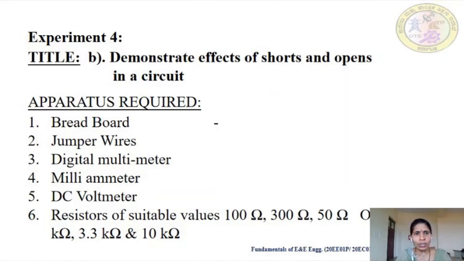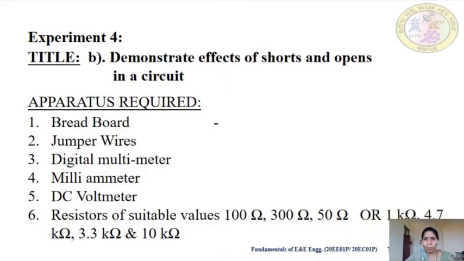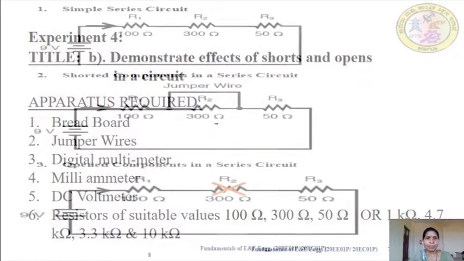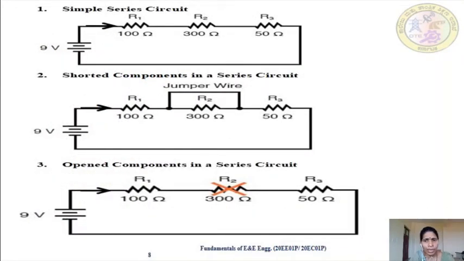in an electrical circuit. Apparatus required: breadboard, jumper wires, digital multimeter, milliammeter, DC voltmeter, resistors of suitable values: 100 ohm, 300 ohm, 50 ohm or 1 kilo ohm, 47 kilo ohm, 3.3 kilo ohm and 10 kilo ohm. So any value can be taken. This is the circuit diagram.